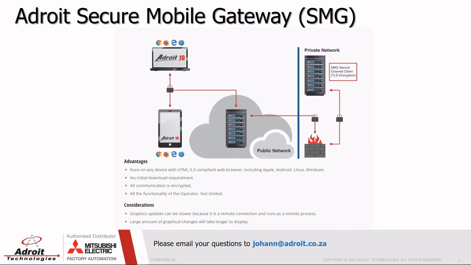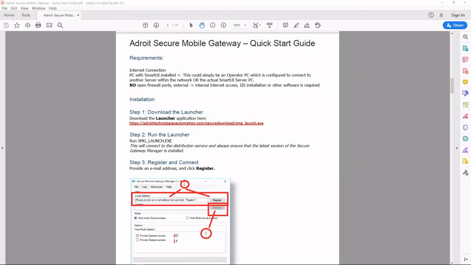It uses HTTPS, and direct HTML5 representation of the operator is provided. The solution is application specific and specifically designed and optimized for the operator. To install the Secure Mobile Gateway, you simply need to download our quick start guide.